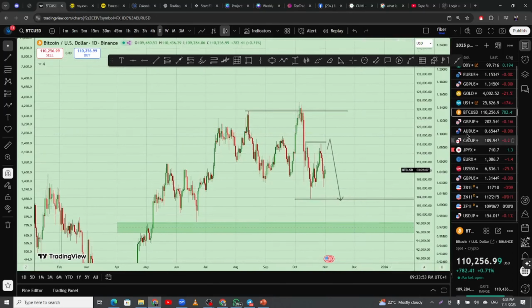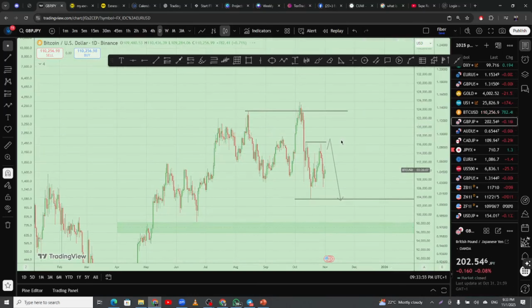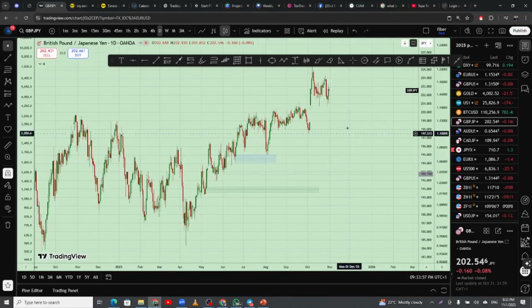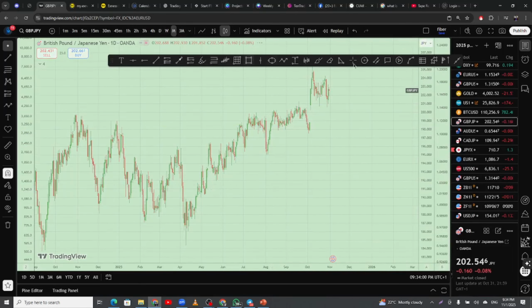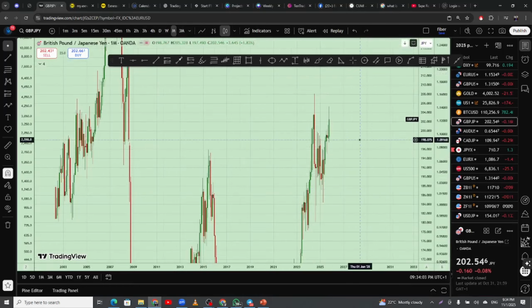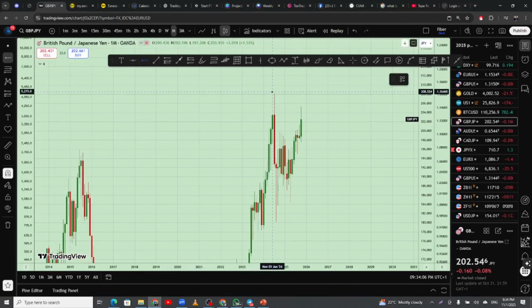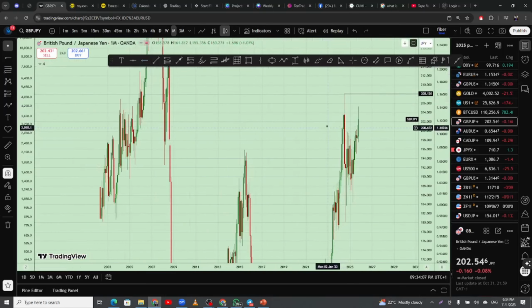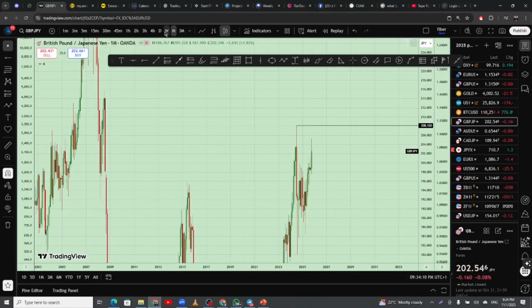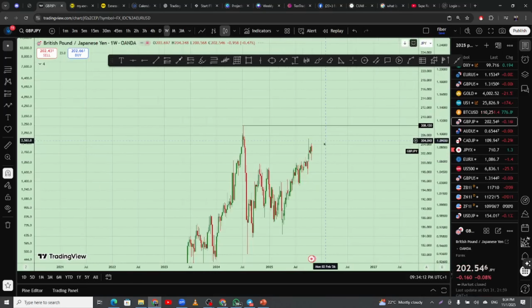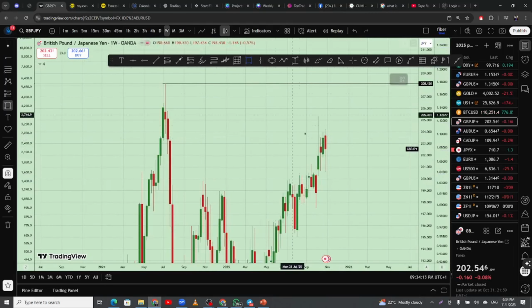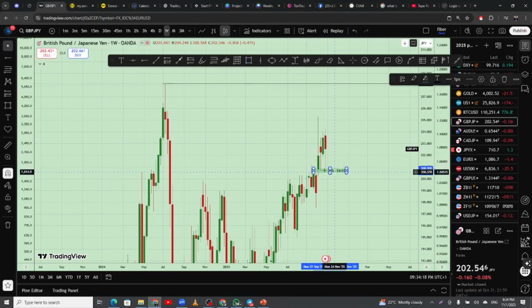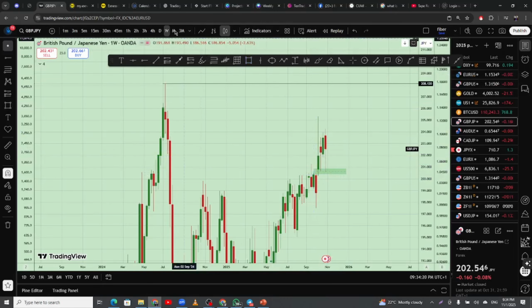So GBP/JPY. Nothing much to say, as we are still targeting this high. Okay, prices are still bullish. Weekly time frame still trying to be bullish as well. We had a very nice rejection from this FVG.